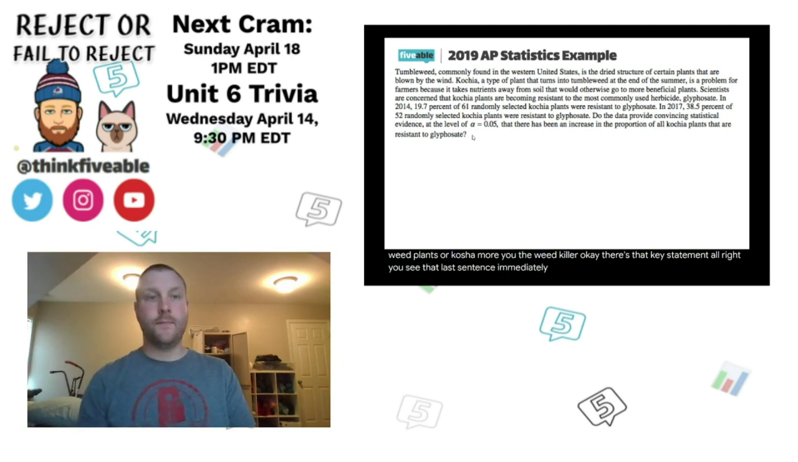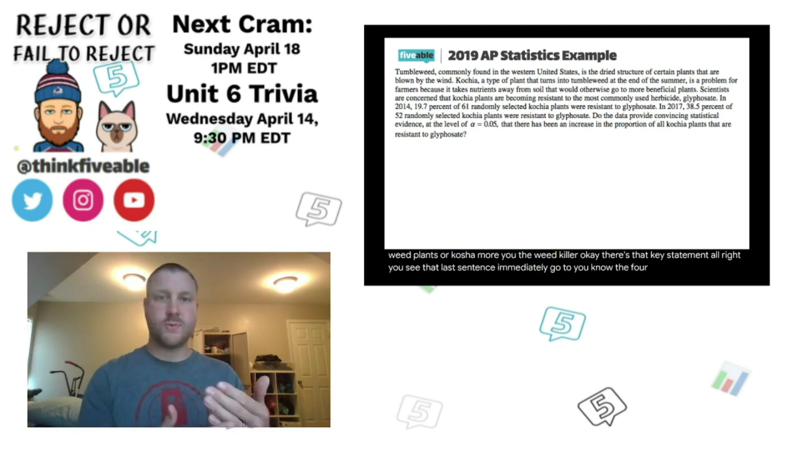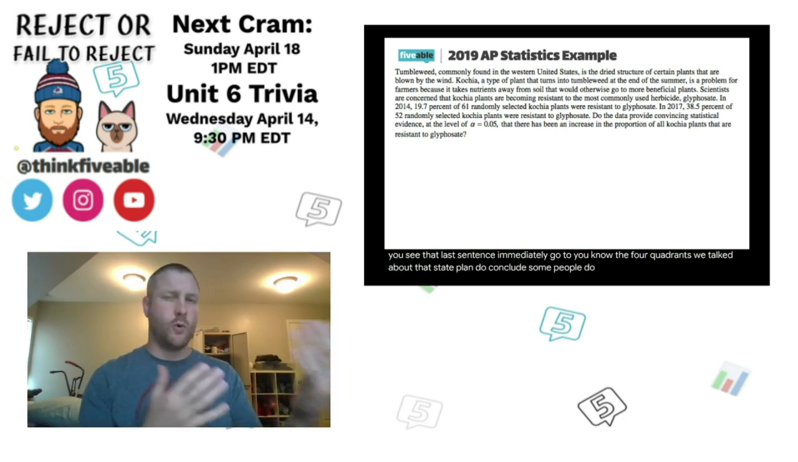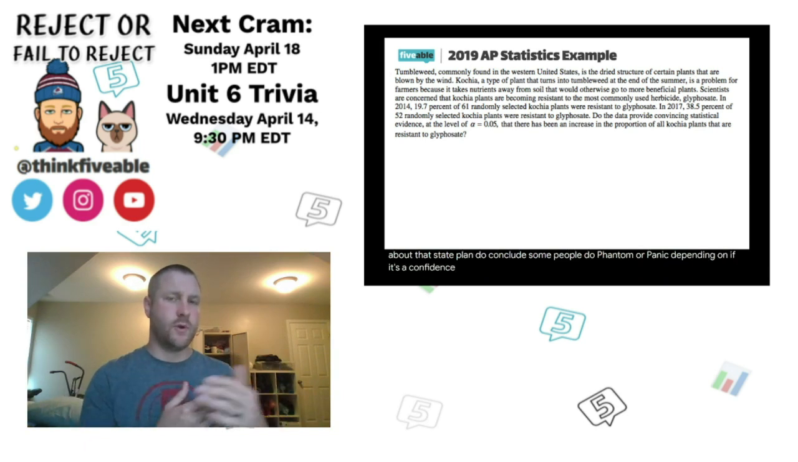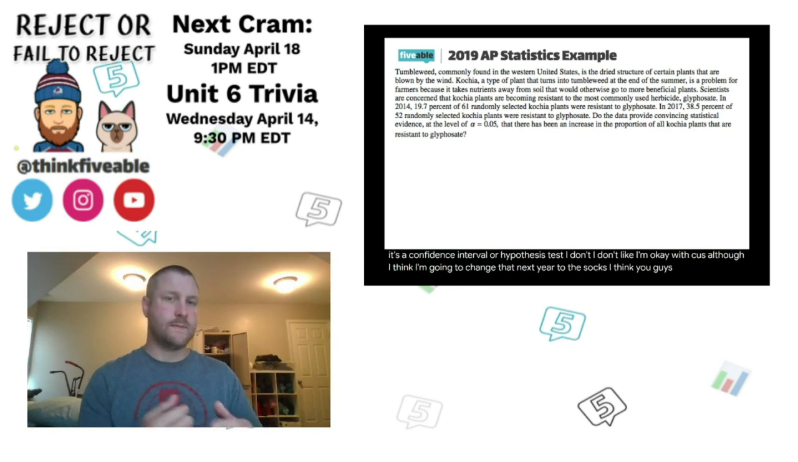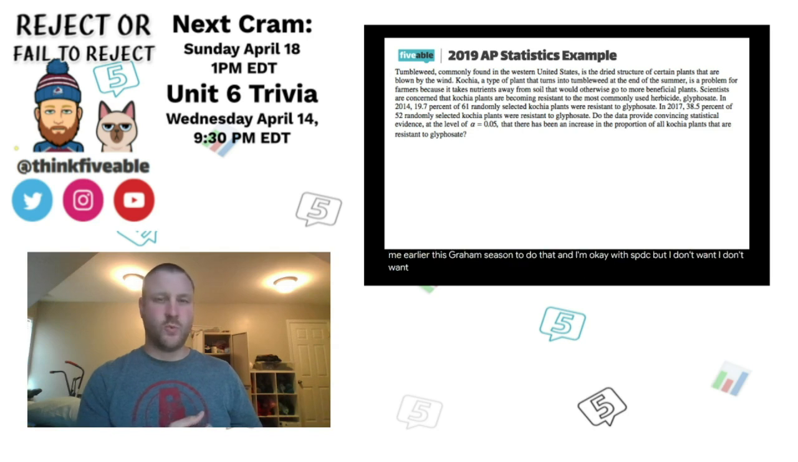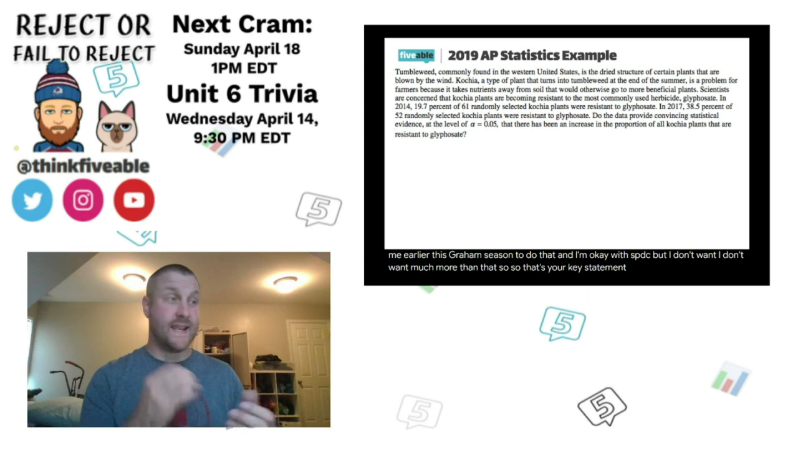Immediately go to the 4 quadrants. We talked about that: state, plan, do, conclude. Some people do PHANTOM or PANIC depending on if it's a confidence interval or hypothesis test. I'm okay with SPDC, although I think I'm going to change that next year to the SOCS. I think you guys convinced me earlier this cram season to do that, but I don't want much more than that. So that's your key statement. That should say, hey, this is a hypothesis test. I've got to do this.